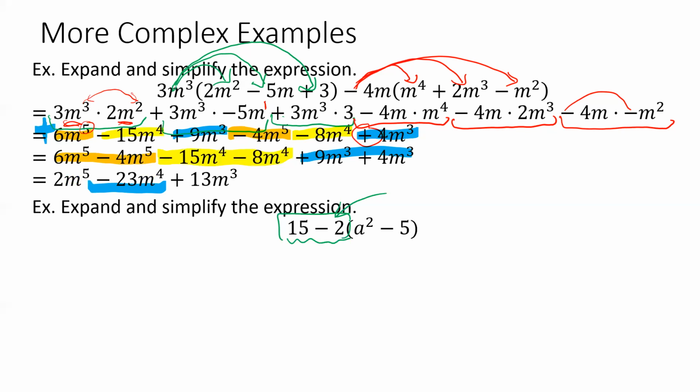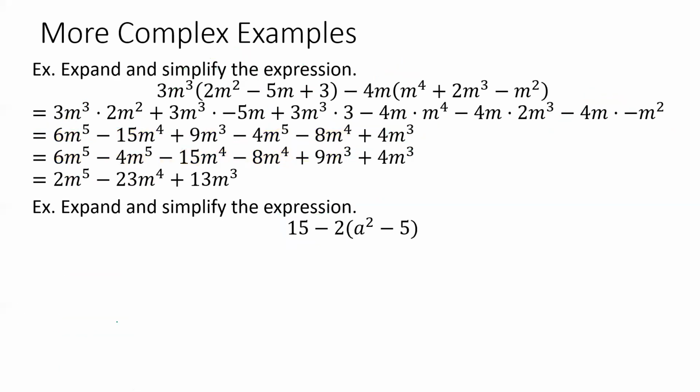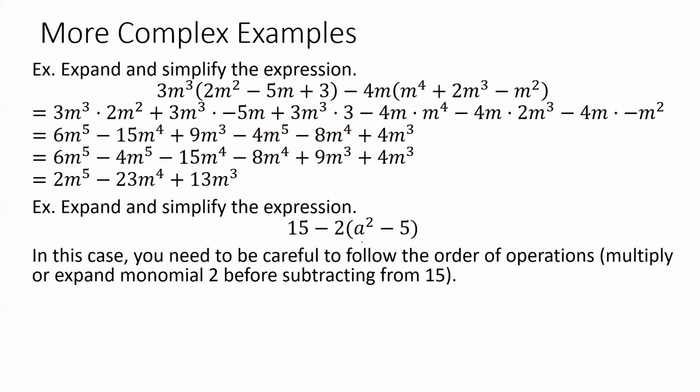But just so we're clear, that's not what we're going to be doing, right? And this all goes back to what we learned in elementary school, right? BEDMAS. We always follow the order of operations. So following the order of operations, this means that we're going to need to multiply or expand the monomial negative 2 before we even subtract from 15. So you want to do this step of multiplying the negative 2 by a squared and by negative 5. I want to do that first before I subtract anything from 15.